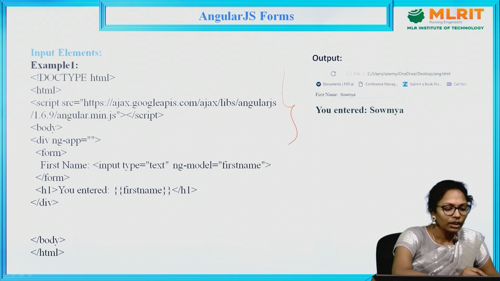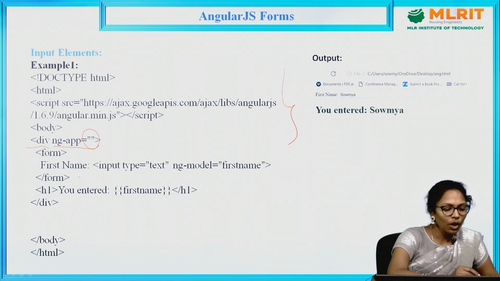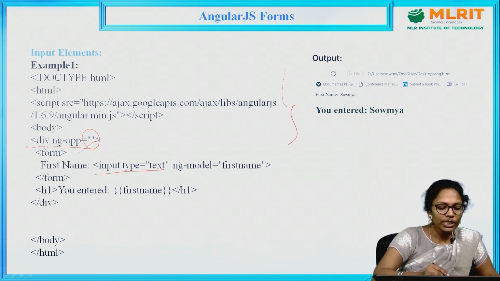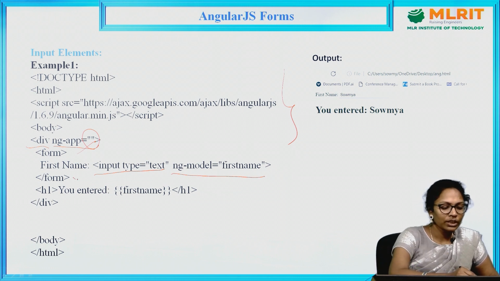Now here I'm opening a division for my AngularJS application. Here I'm giving ng-app as empty, which means you're not going to design any module for this program. Now I'm opening a form tag. Here I'm creating a text field. For this text field, I'm giving the model name as firstName. I'm then closing the form.